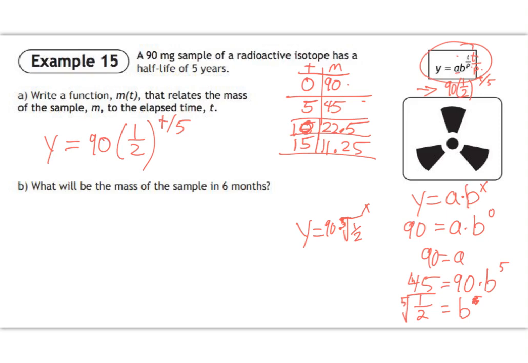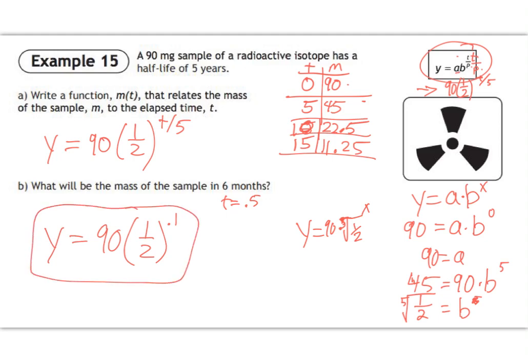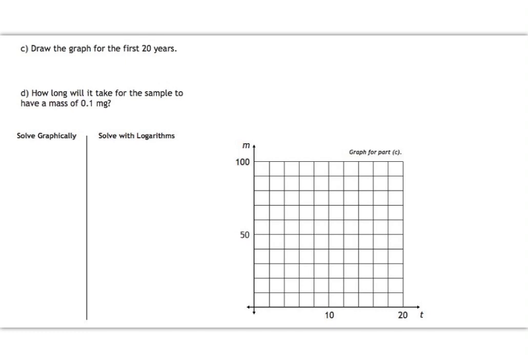All right, 6 months, we're talking about years here, so that'd be t equals 0.5. Y is equal to 90 times a half to the 0.5 divided by 5, which is going to be 0.1. Whatever that comes out to as a number is the mass of the sample. I'm going to rewrite that equation. So we had 90 times 1/2 to the t over 5.